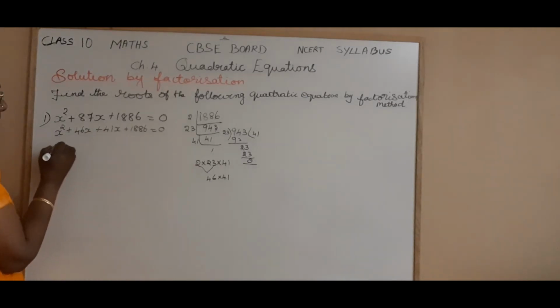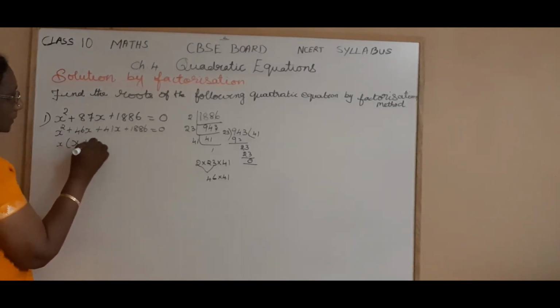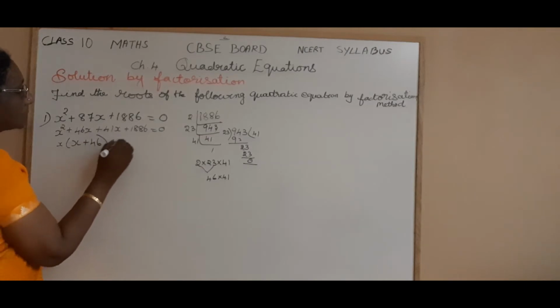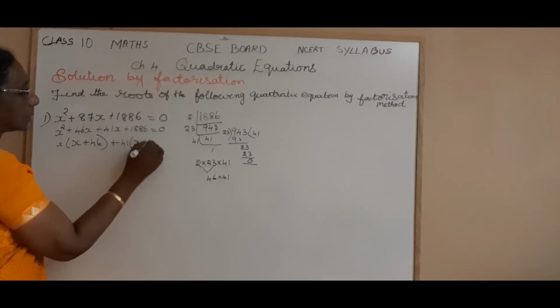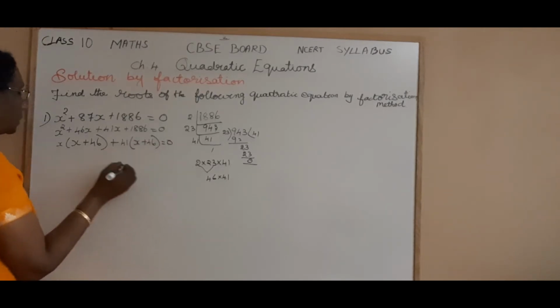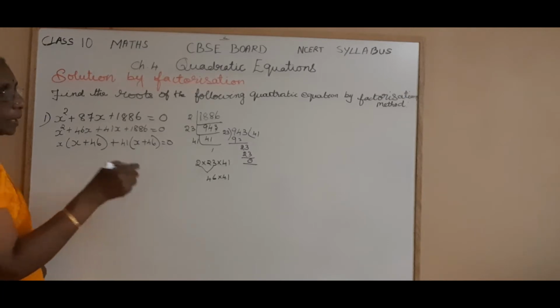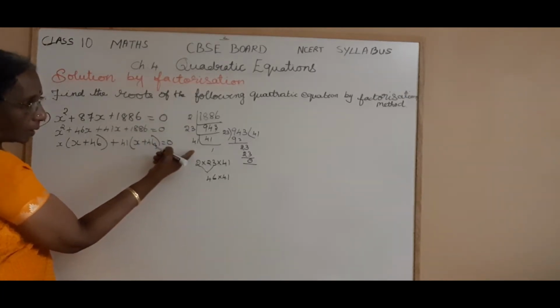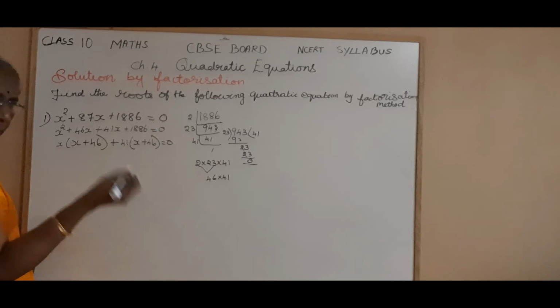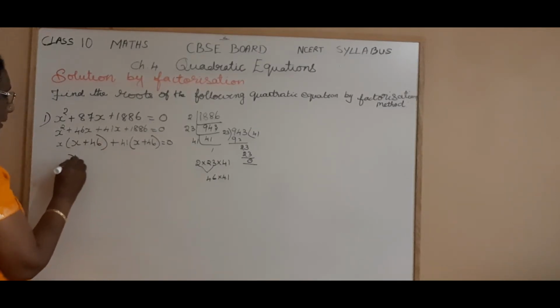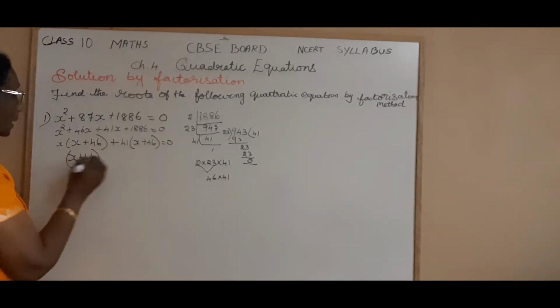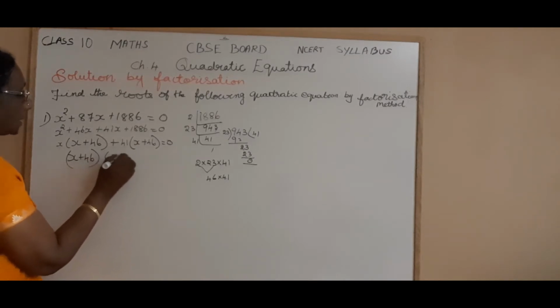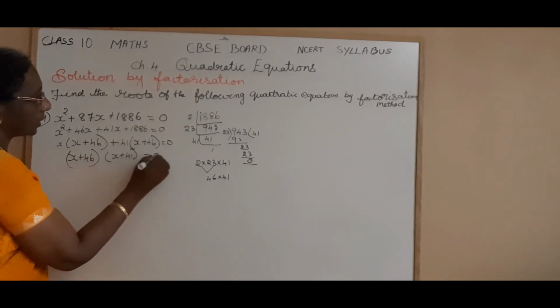And now x is common. x plus 46, plus 41, you take it out. x plus 46 is equal to 0. No need to divide and check because already we have factorized. So no need to divide again and waste your time. So this is x plus 46. Definitely if you divide 1886 by 41, you will get 46. So into x plus 41 is equal to 0.